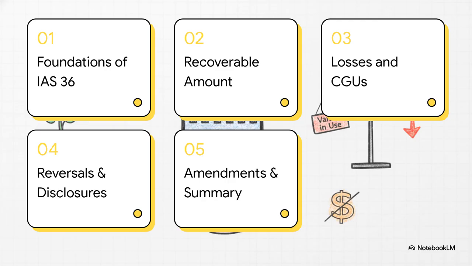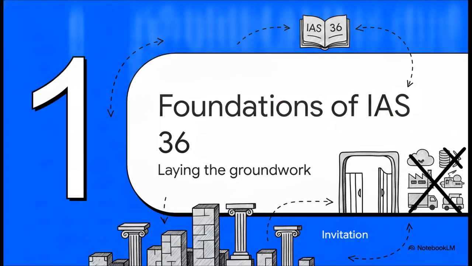To make this dense standard a bit more digestible, we're going to break our journey down into 5 main parts: foundations, measuring the recoverable amount, recognizing losses in CGUs, reversals and disclosures, and we'll wrap up with amendments and a summary. All right, let's kick things off with Part 1, the foundations of IAS 36.